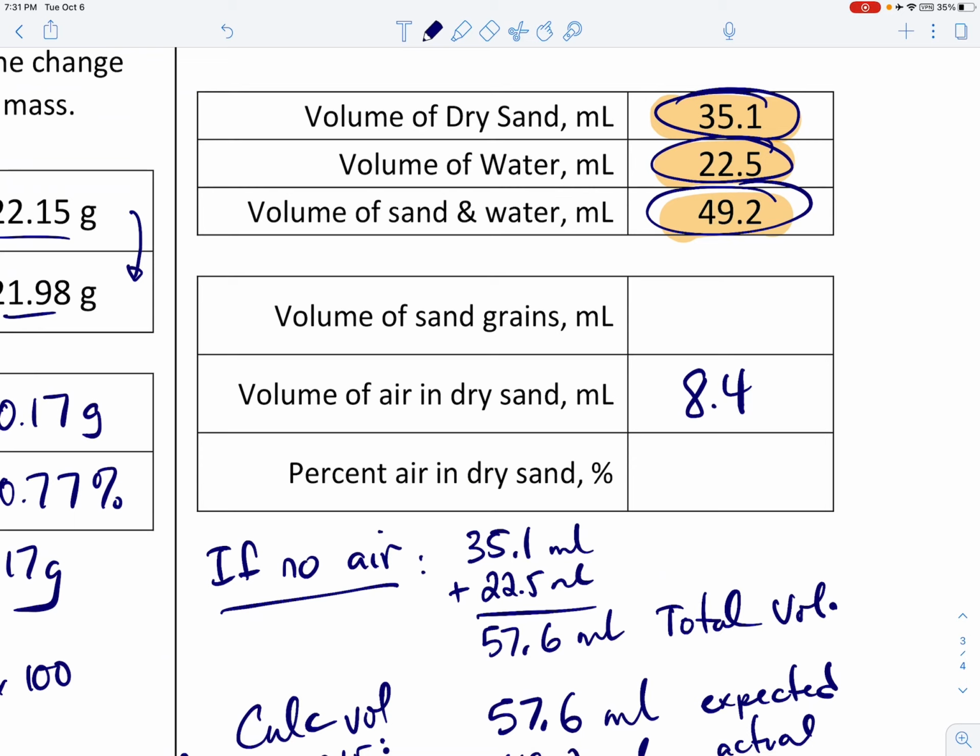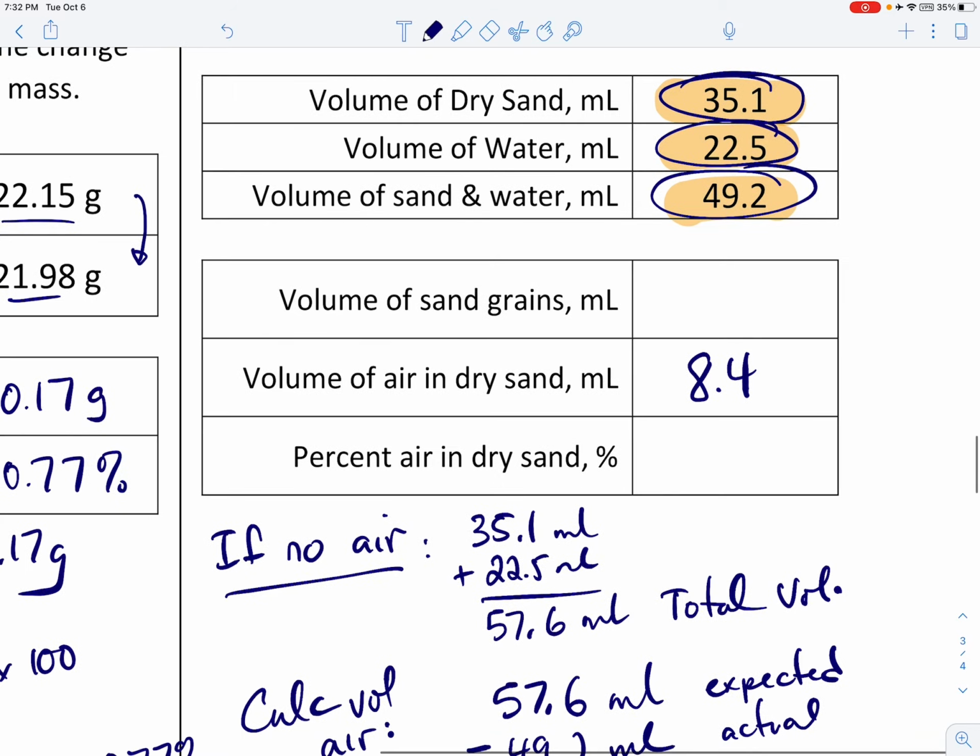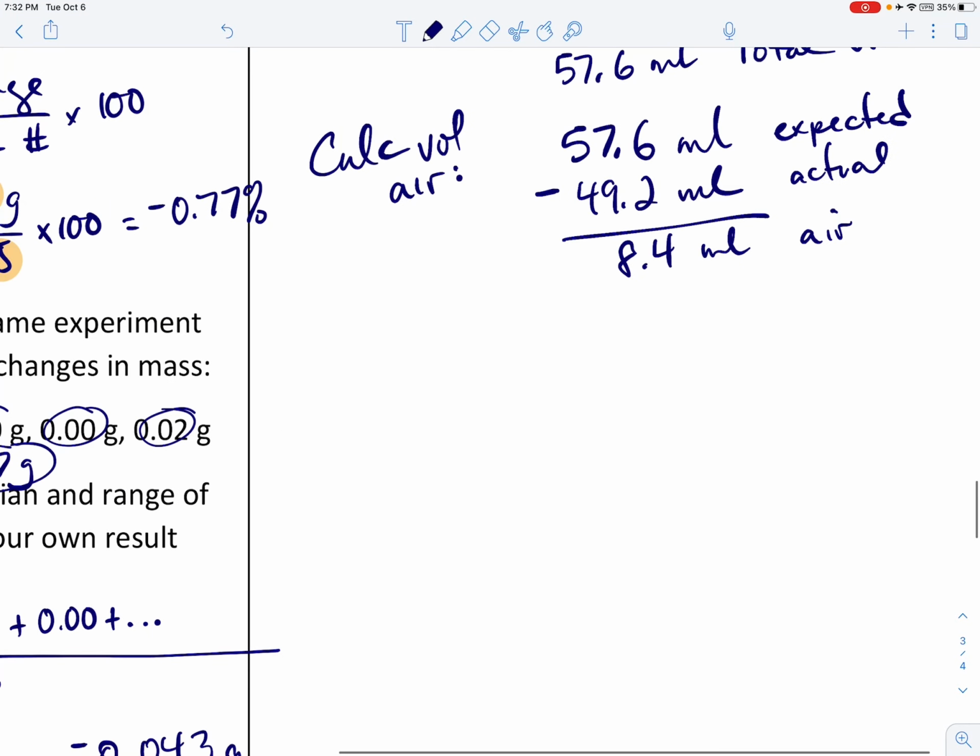Well, if the dry sand, which was made up of sand grains and air, was 35.1 milliliters, and we now know that there was 8.4 milliliters of air in that dry sand, then how much of the dry sand was not air? How much of the dry sand was sand grains? Can you see what we're going to do?